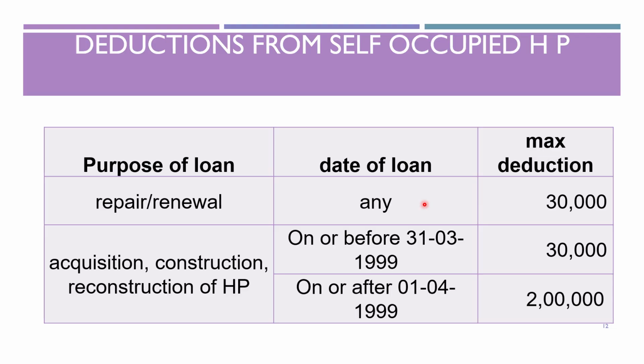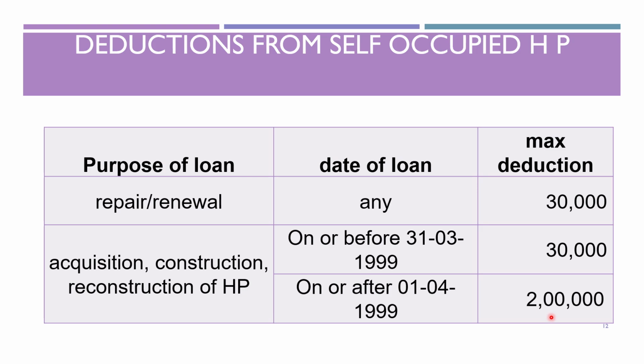If you have taken the loan for repair or renewal, okay, then the maximum amount of interest you can claim is 30,000 rupees. If you have taken the loan for acquisition, construction, or reconstruction of the house property, then another condition will be asked when you have taken the loan. If you have taken the loan on or before 31st March 1999, then the maximum deduction you can claim is 30,000. If it is after this date, then the amount of interest you can claim is 2 lakhs.